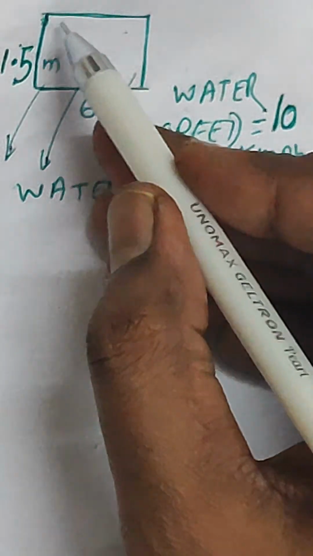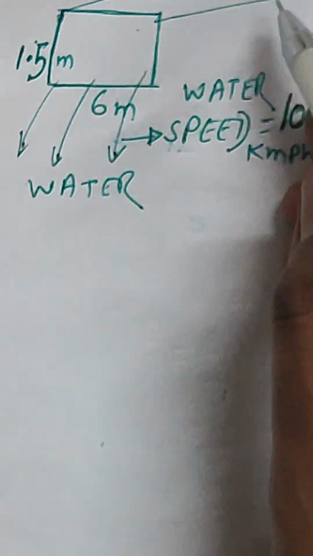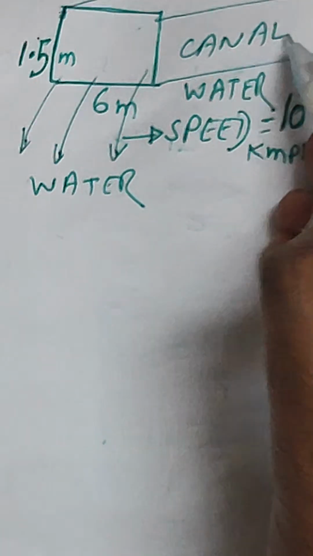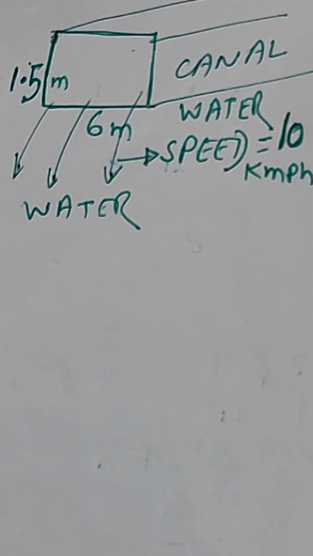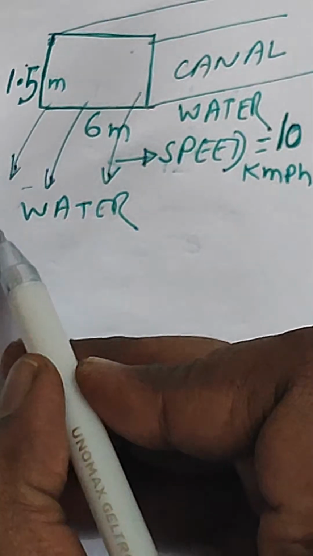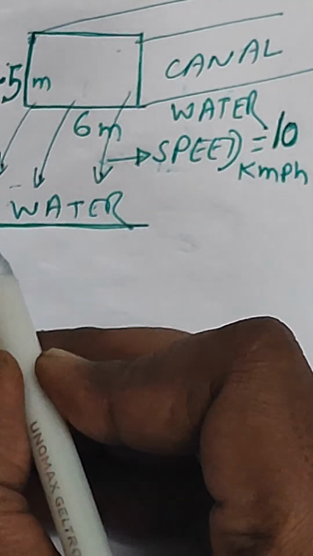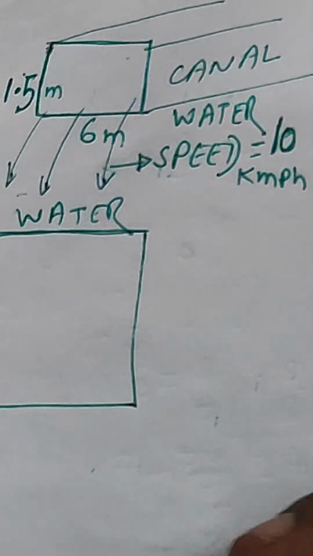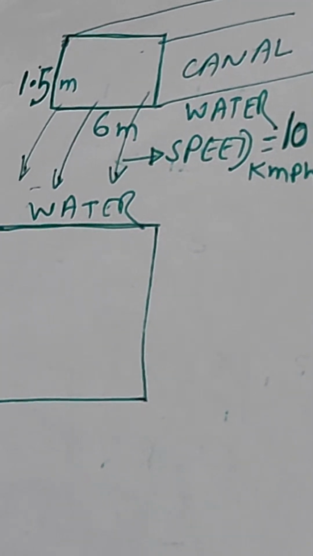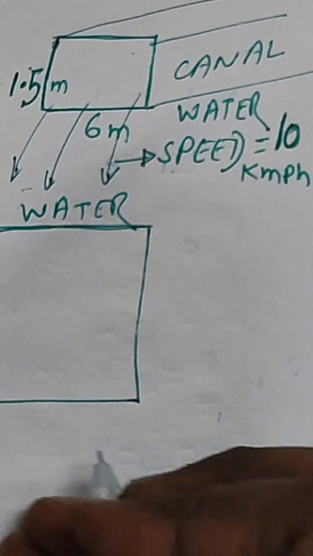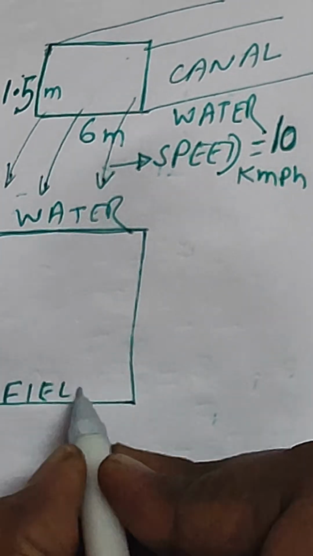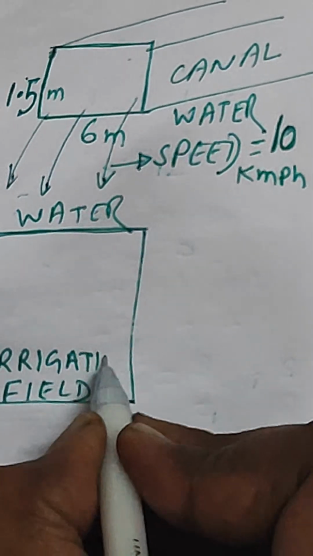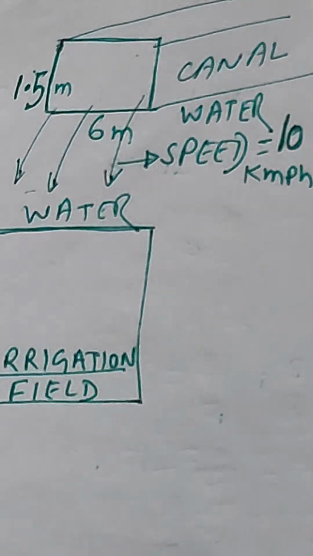So this water is coming through this canal, and this water is going to irrigate a field. Let us say this is the field to be irrigated. This is the irrigation field, which needs to be irrigated.